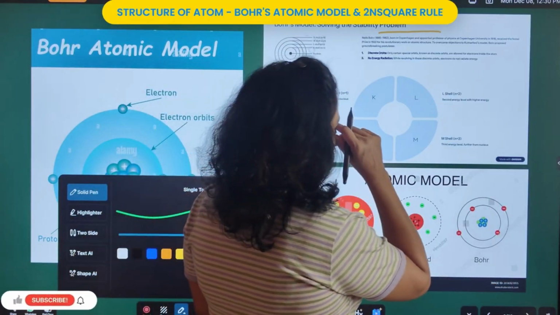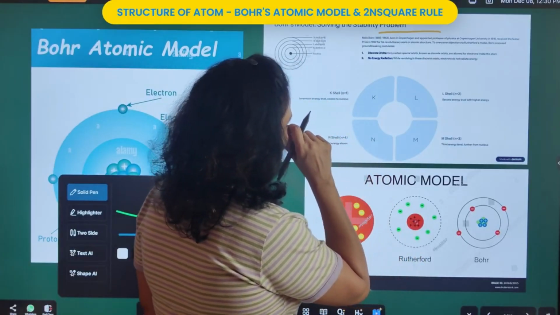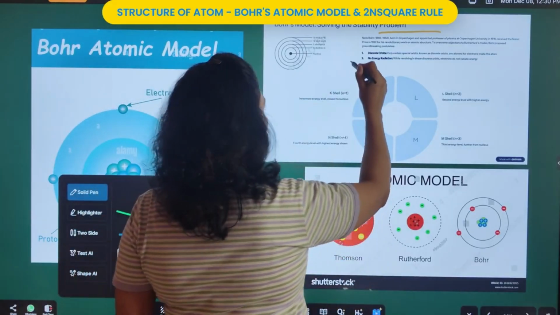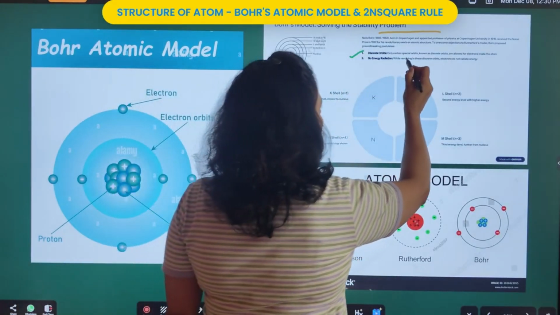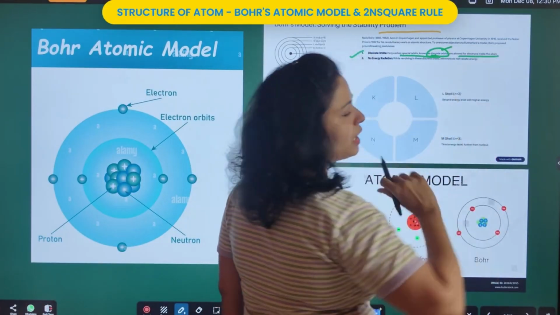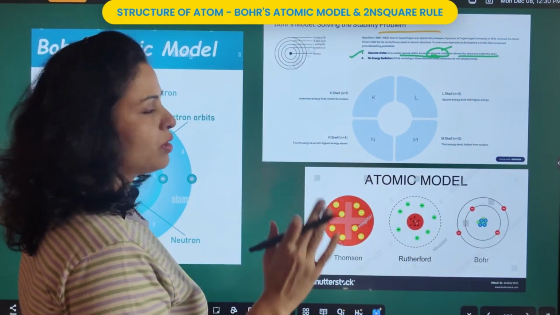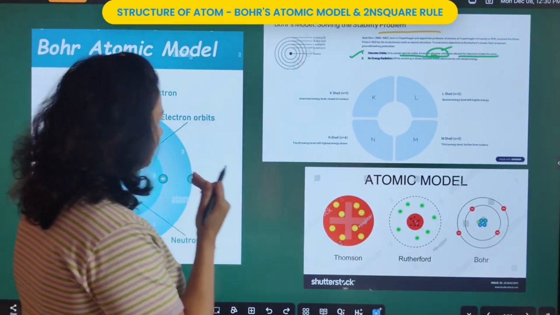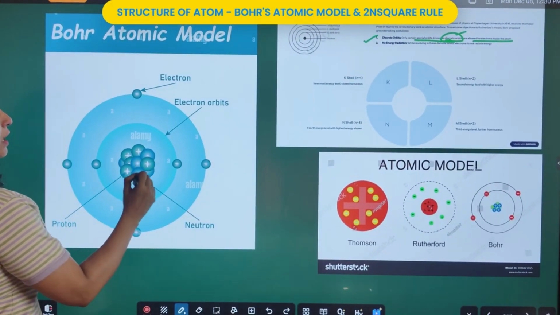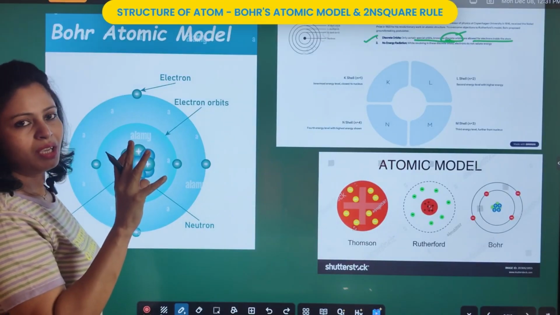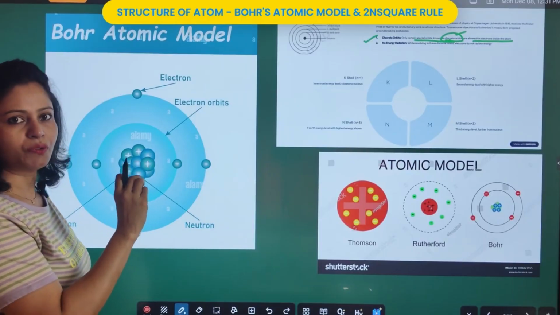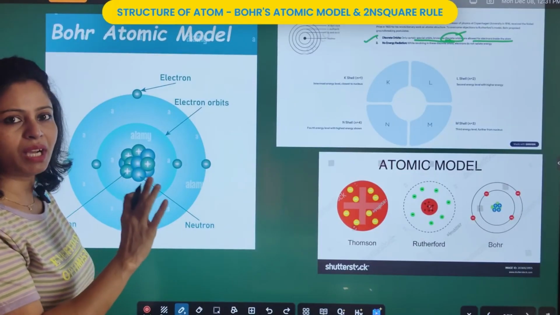So Niels Bohr, who was a professor of physics, told two things. One was about discrete orbits. So only certain special orbits, known as discrete orbits, are where the electrons are revolving around the atom. If you see here, this is the nucleus which is having the protons. The nucleus is a very small part of the atom where the whole mass of the atom is concentrated because of the protons, because proton is only having mass.